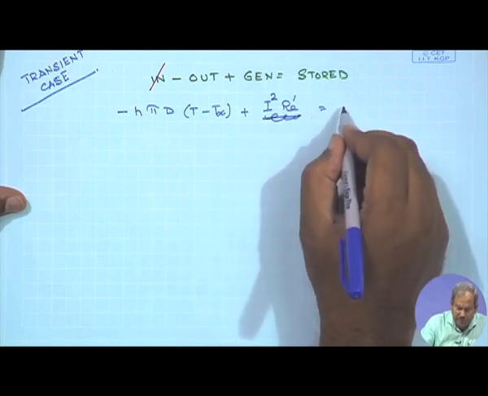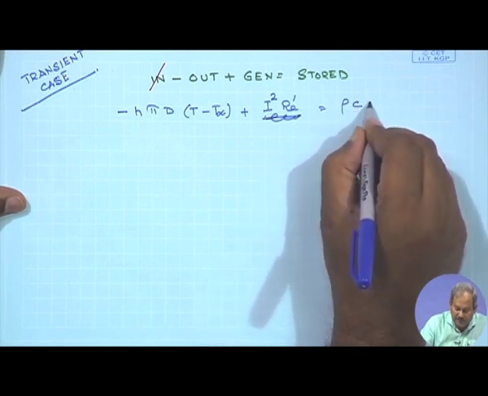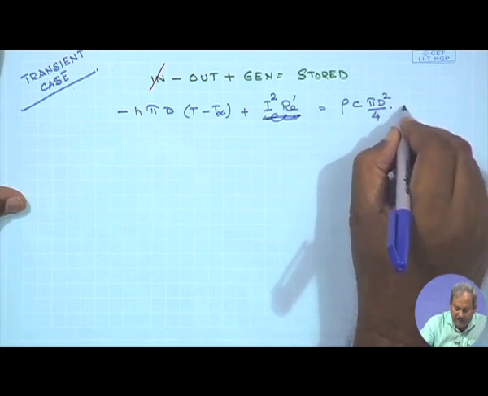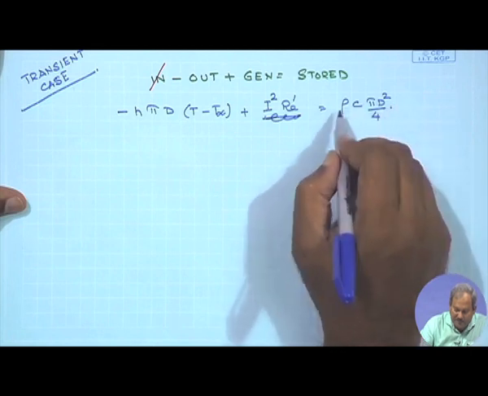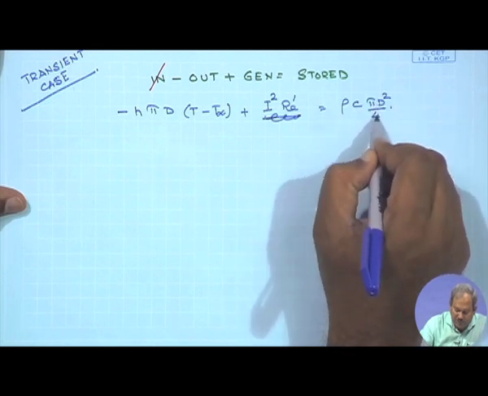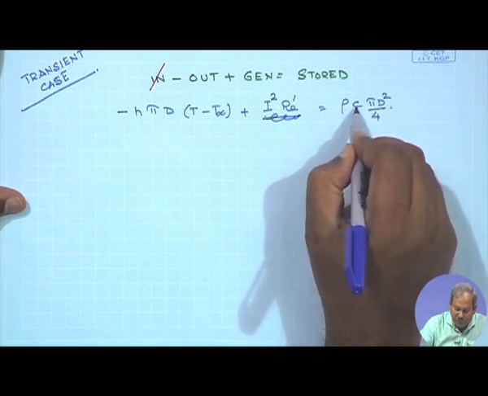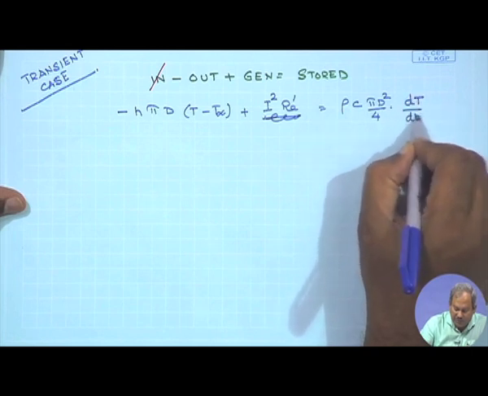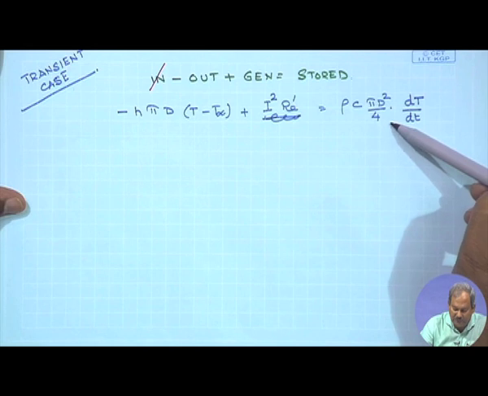And on the stored side, I have rho C, the density, the heat capacity, and the volume, pi d square by 4 into L. However, everything is expressed on a per unit length basis, so L will not appear in here. So, rho times pi d square by 4 times L would give me the mass times C, so mCp, and the change in temperature with time.